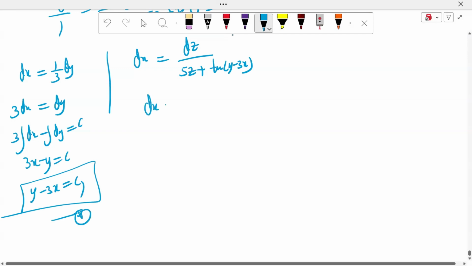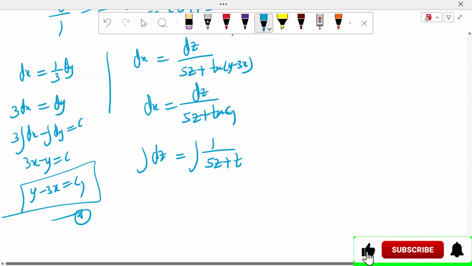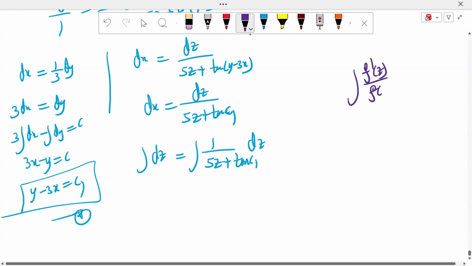Equation star is utilized in the second fraction. It is dz by 5z plus tan c1. Integrating on both sides, sir, integration dz is equal to integration 1 upon 5z plus tan c1, where c1 is the arbitrary constant. We know that very well: when the numerator is the derivative of the denominator, integration of f dash of z by f of z dz is equal to logarithm f of z.